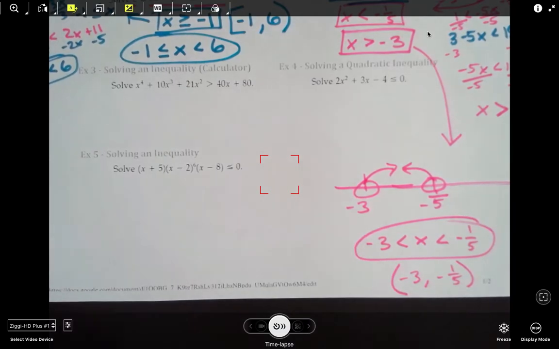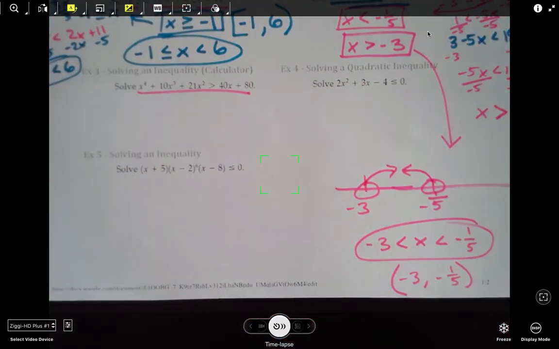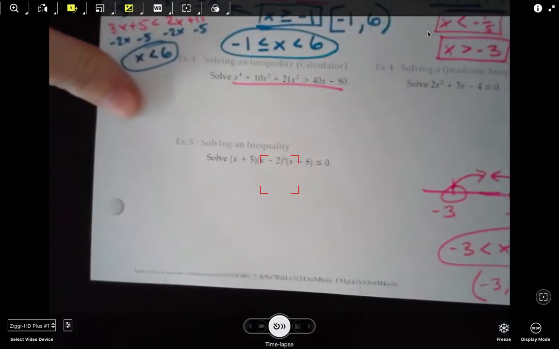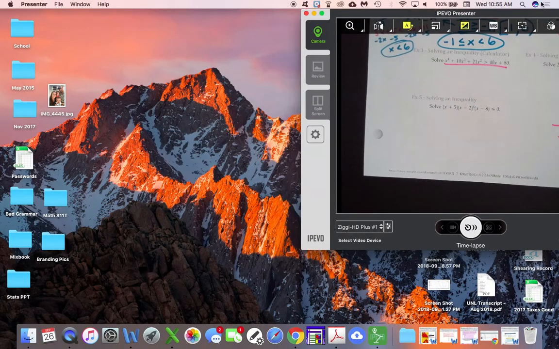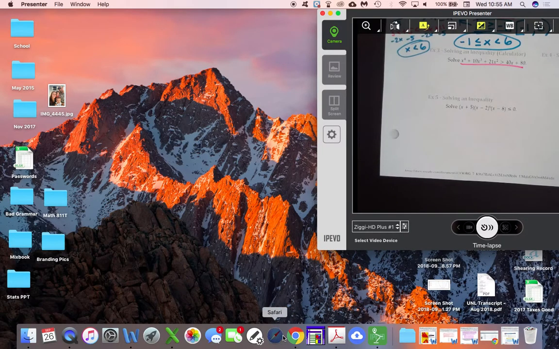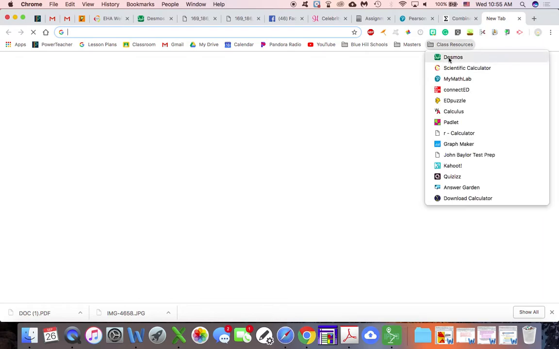Okay, so we're going to solve this next one with a calculator, as it says, obviously. And you can do this with your graphing calculator, or you can do this with Desmos. I'm going to do it with Desmos. So if you guys want to open up Desmos or just watch what I'm doing, that's fine. Class resources, Desmos.